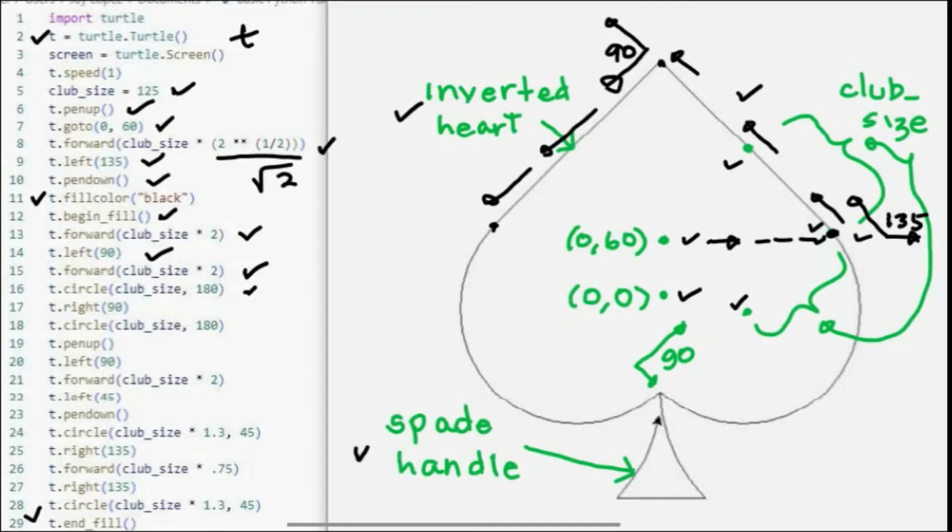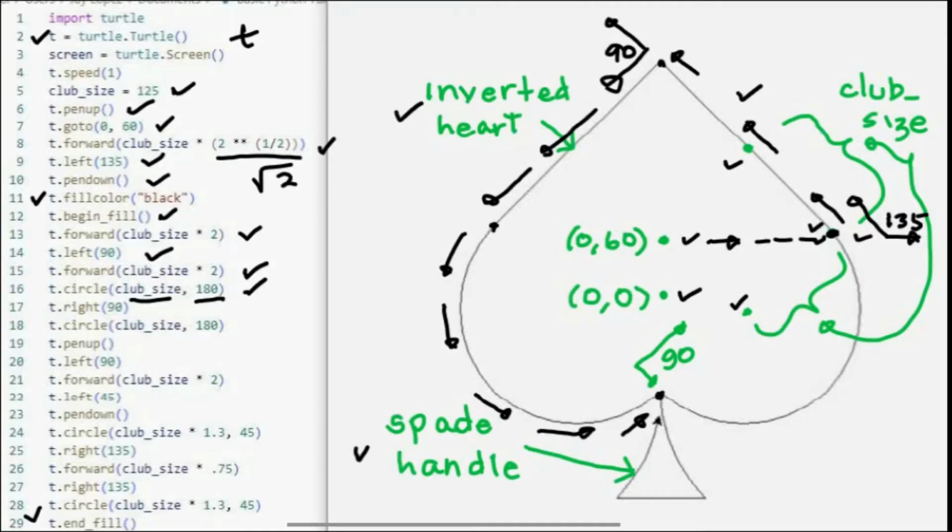Now we go to the arc. The radius of the arc is club size, which is 125 in this case. And yes, for the semicircle, it is 180 degrees. So we generate the arc corresponding to the semicircle. We go around the bend like this, until we reach this point here.